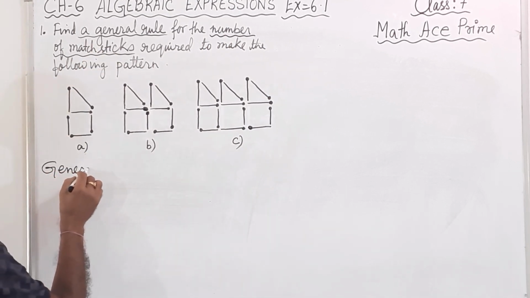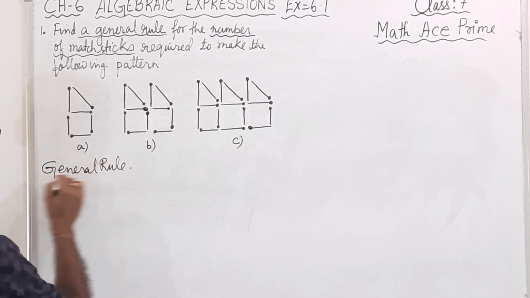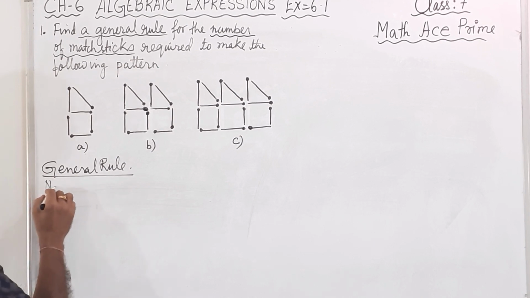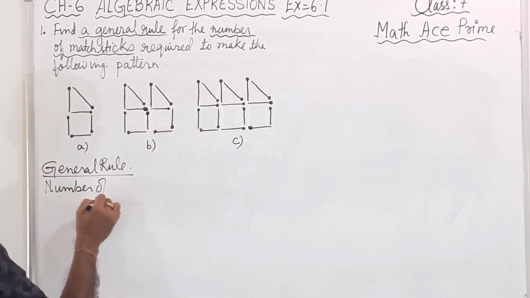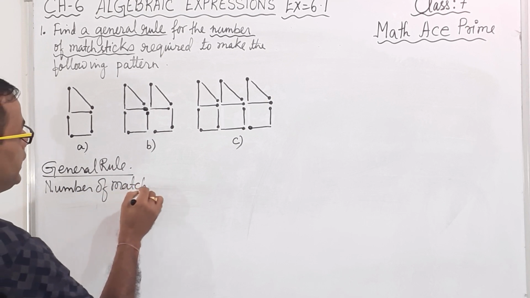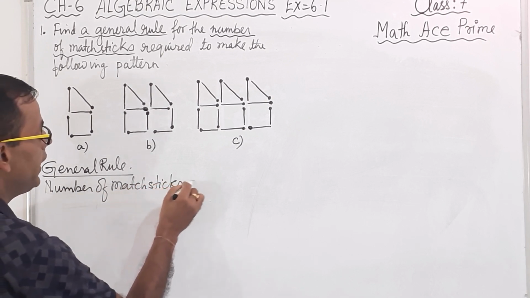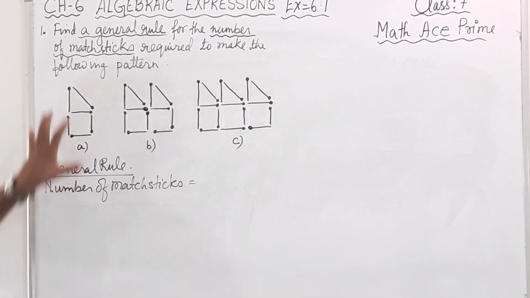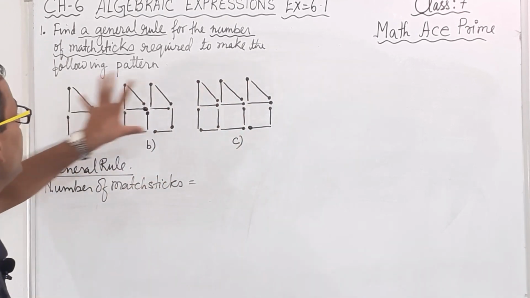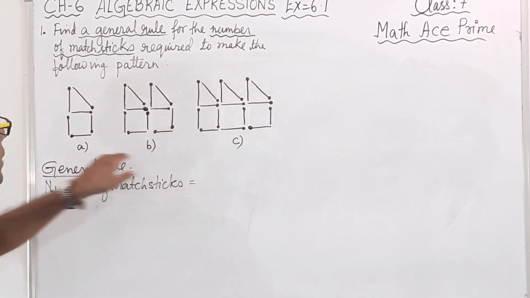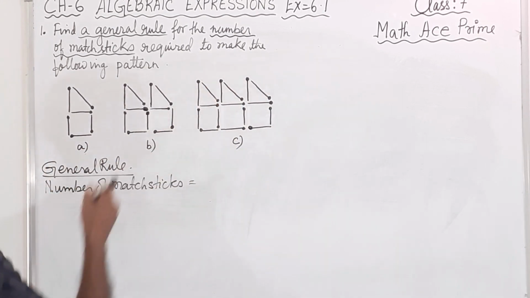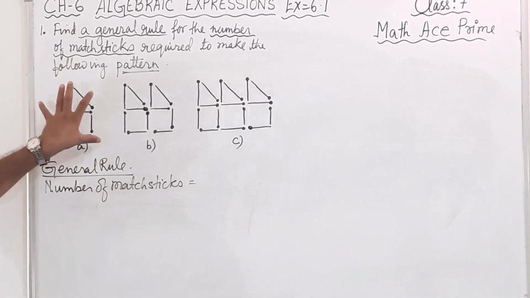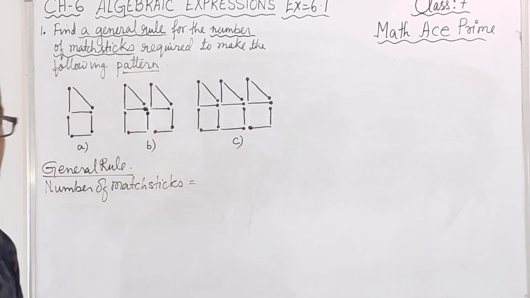So I will write here general rule. General rule for what? Number of matchsticks. So here I will make the general rule. Now before making that general rule, you see here pictures are given. This is 1, this is 2, this is 3. So that's why it is written A, B, C. These pictures are known as what? Pattern. So you have to understand the pattern. How many patterns are there? A, B, C. So 3 patterns.